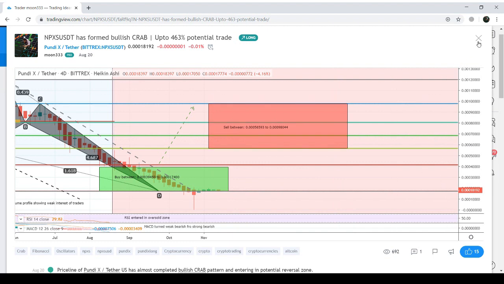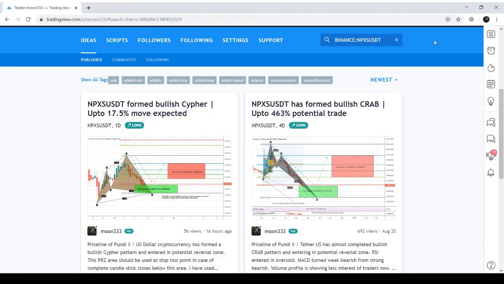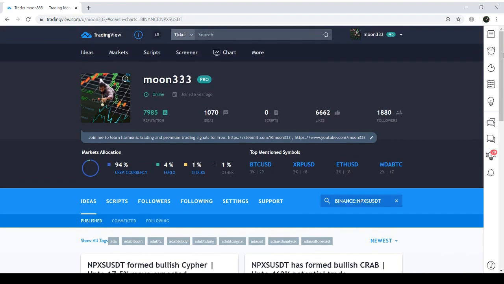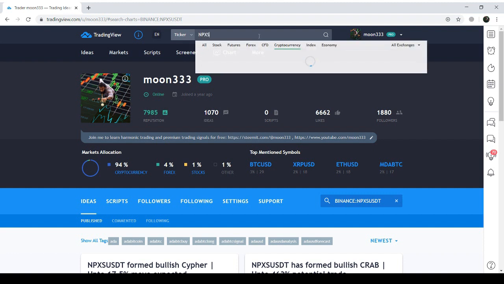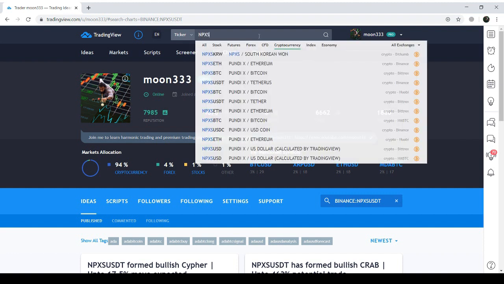Now let me take you to my current chart. First, let me take you to the live price action move of this NPXS. We'll just start like a funnel. I'll take you from the smaller time period chart to the bigger time period chart. First, we are going to look at the 1 hour chart, NPXS US dollar.